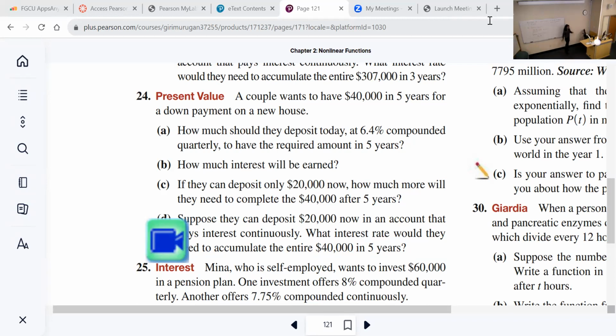Same equation, same logic. Not even going to write the question yet. Part A and B tell us that you've got to put in $29,119 today at this point in time. Assuming 6.4 percent interest. Good luck getting that interest. There is no way. It's probably a maximum of 1.5%.